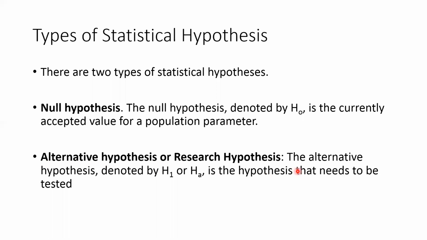Because we assume that the null hypothesis is true, that's why we do some more research, so that we can get to the correct population parameter. So that's why we do the research, and then we challenge this null hypothesis. And using various types of tests, we try to reject this null hypothesis.